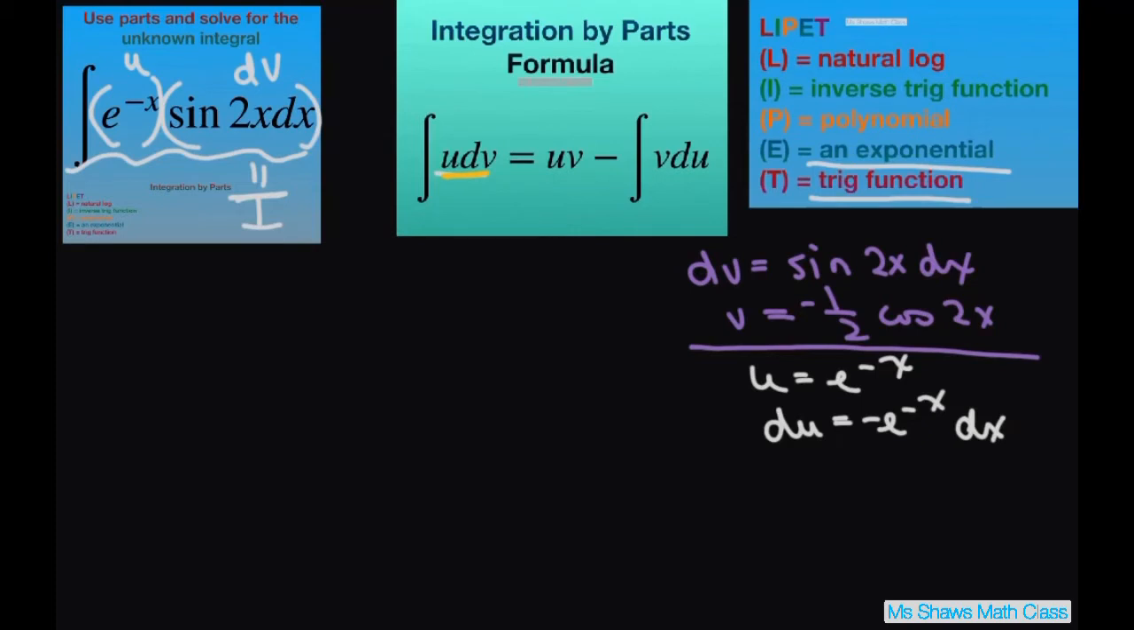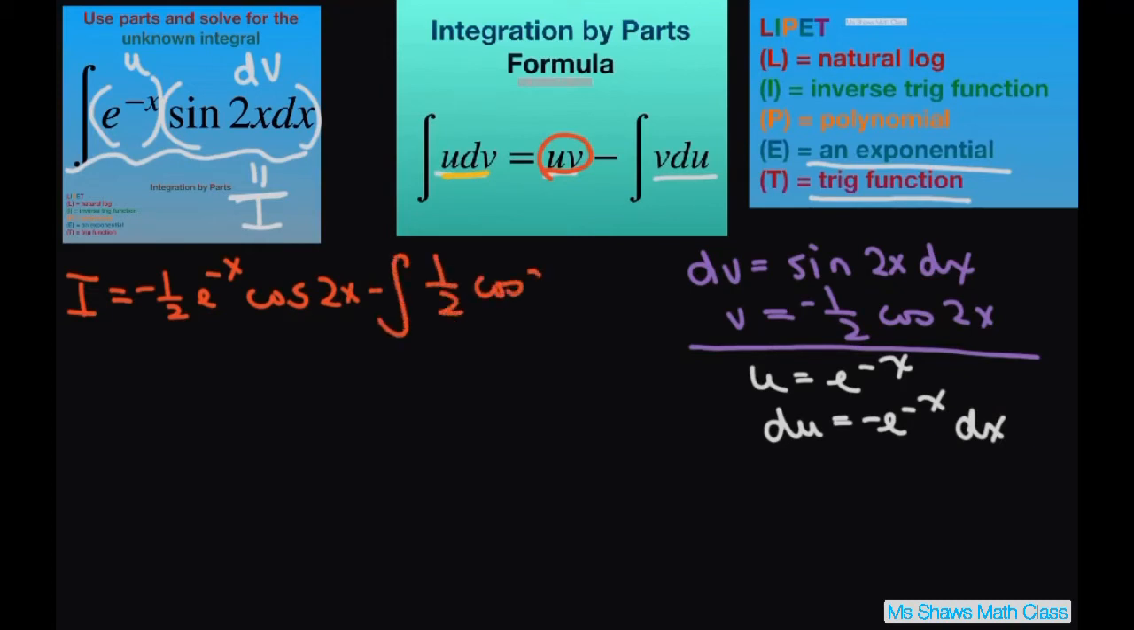Now we can use our substitution and follow through. So again, I'm going to call this whole thing I. We have I equals u times v. That's going to be negative 1/2 e to the negative x cosine of 2x minus the integral of 1/2 cosine 2x e to the negative x dx.